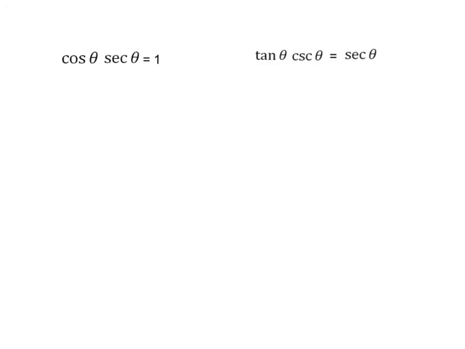Okay, here are a couple of examples of problems that are going to ask you to prove the identity. So we want to make one side look like the other. We want this side, which looks like the more complicated side, to end up looking like 1. And we're going to use our identities to replace things here to simplify.